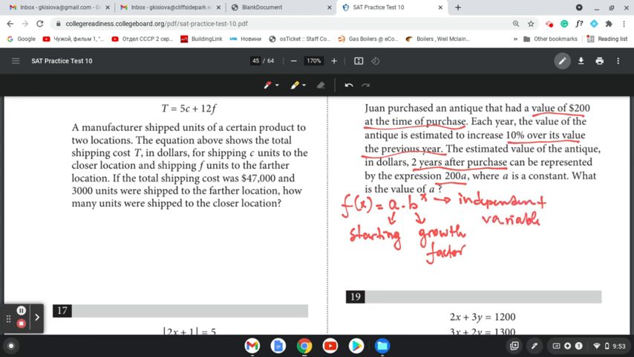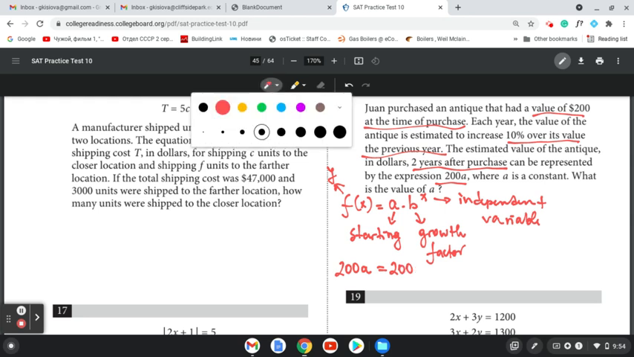In exponential function questions, y is the output. f of x is y, right? The output. Usually x will be time, most likely, and we'll take it from there. So now we know that our value is going to be the ending value of the antique after 2 years. So how much is that? Well, they say it's 200A. A is the starting value. They said it's 200. This is information I'm getting from the text.